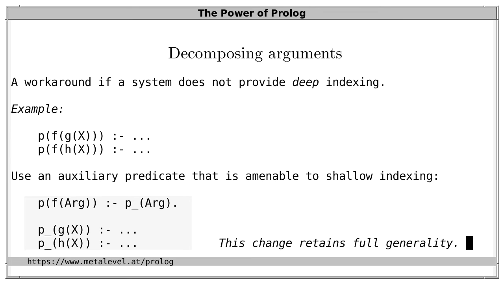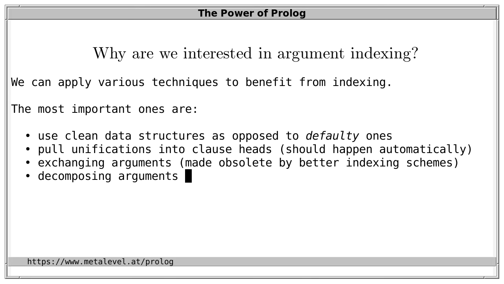And importantly, also this change retains full generality. I mean that we can still use the predicate in all directions to generate, test, and complete solutions. So decomposing arguments may be useful. However, if your Prolog system provides deep indexing, then it's quite unnecessary.